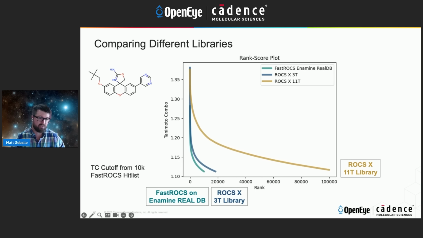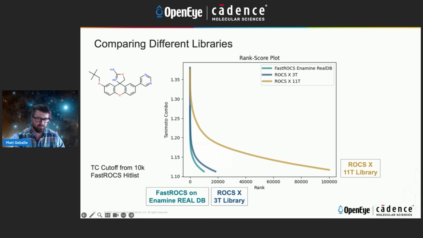When we went to searching the 11 trillion molecule library, here we found many, many molecules above that threshold. In fact, over 100,000. We cut off the ROCS X hit list at 100,000. And even at the bottom of that 100,000 hit list, we were still finding things that were above the Tanimoto cutoff found from the 10,000 molecule hit list.